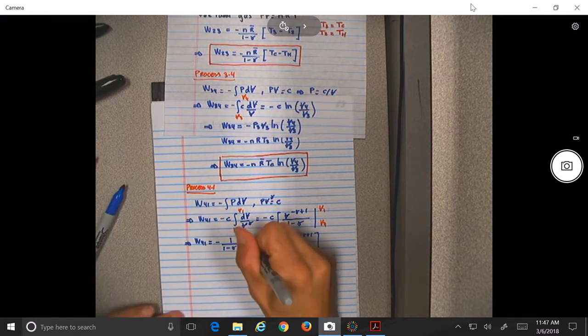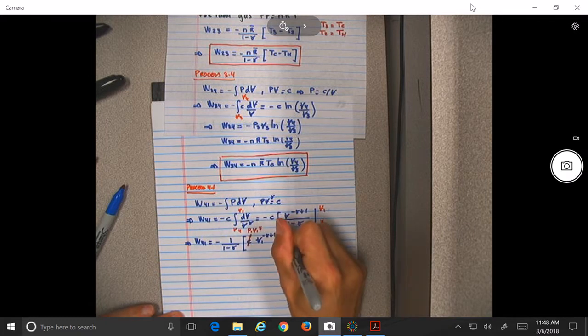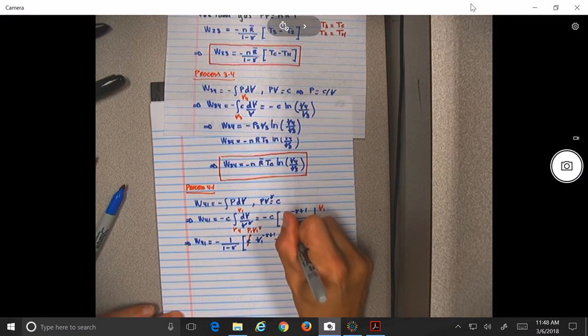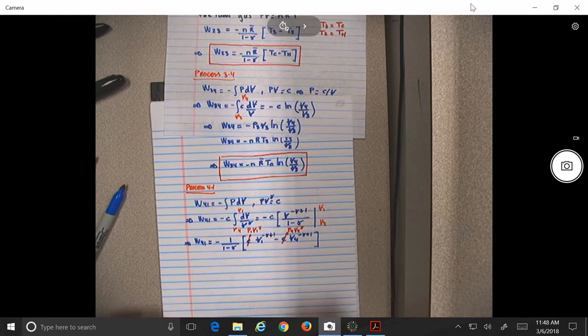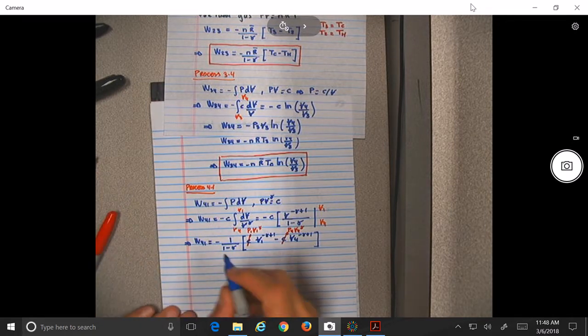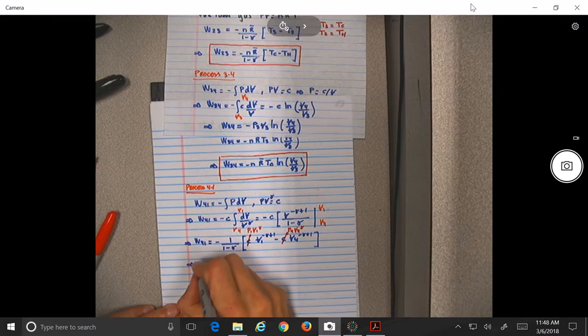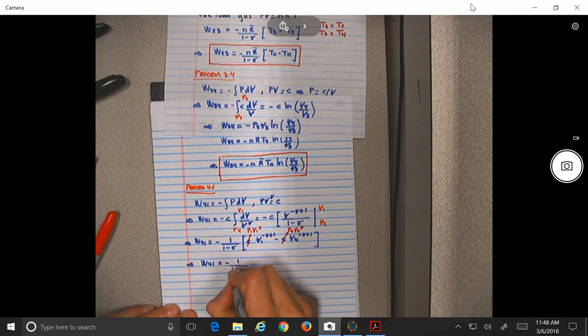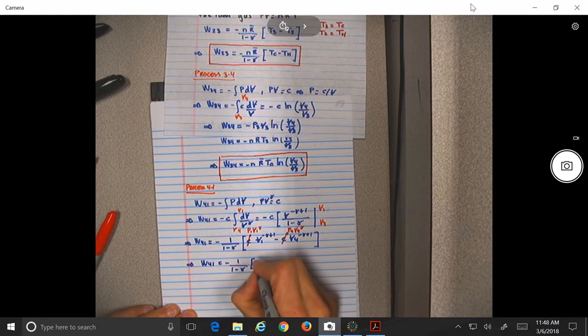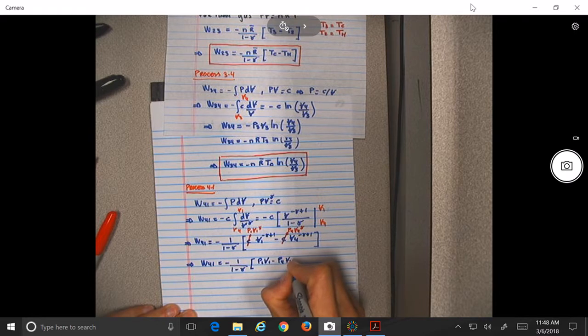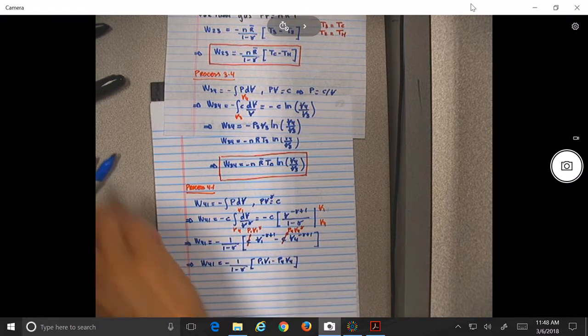Where again, this C here can be equal to P1 V1 to the gamma, and this one P4 V4 to the gamma. So we end up with the relation minus 1 over 1 minus gamma, P1 V1 minus P4 V4.